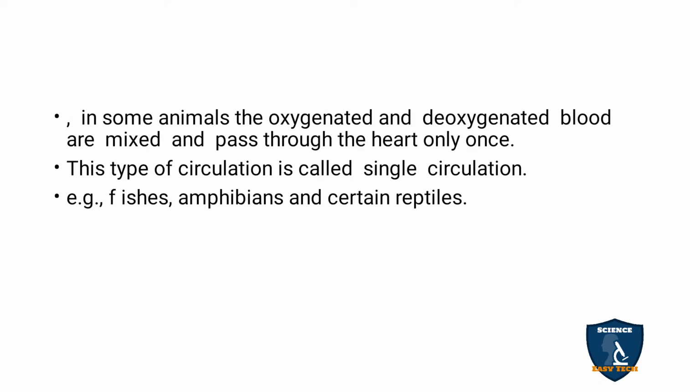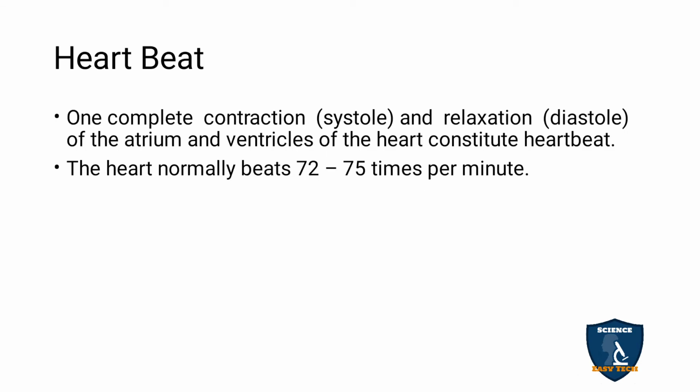In some animals, the oxygenated blood and deoxygenated blood are mixed and pass through the heart only once. So in double circulation, there is no mixing of oxygenated and deoxygenated blood. But in single circulation, the deoxygenated and oxygenated blood are mixed, and it passes through the heart only once. Only once means it is called single circulation. Examples: fishes, amphibians and certain reptiles.